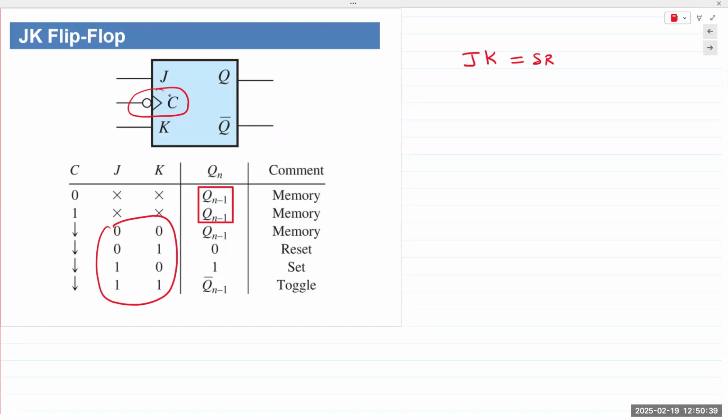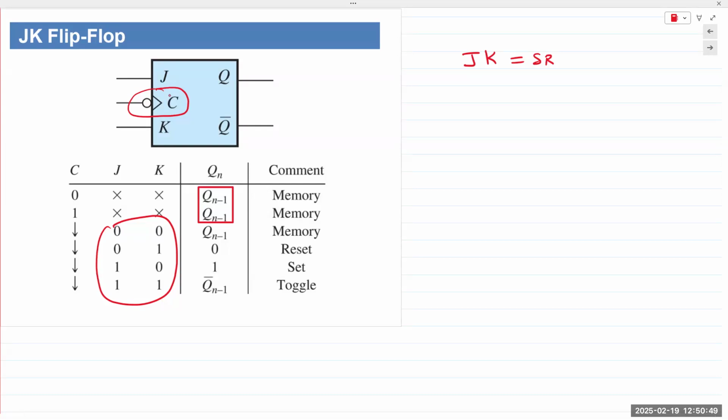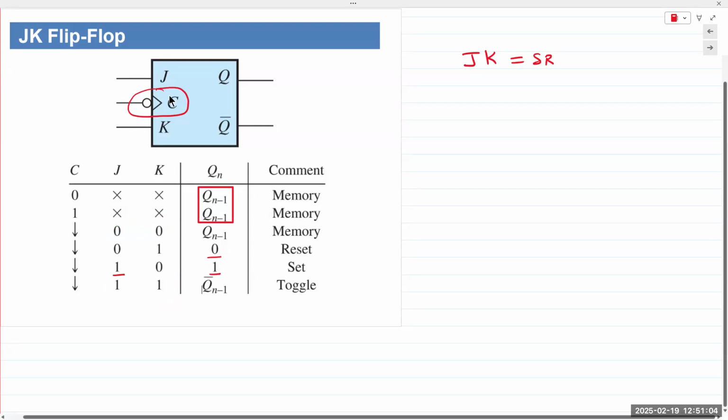J and K correspond to SR, yes. J corresponds to S, K corresponds to R. So when J is 0, output is 0. When J is 1, output is 1. JK corresponds to S and R.